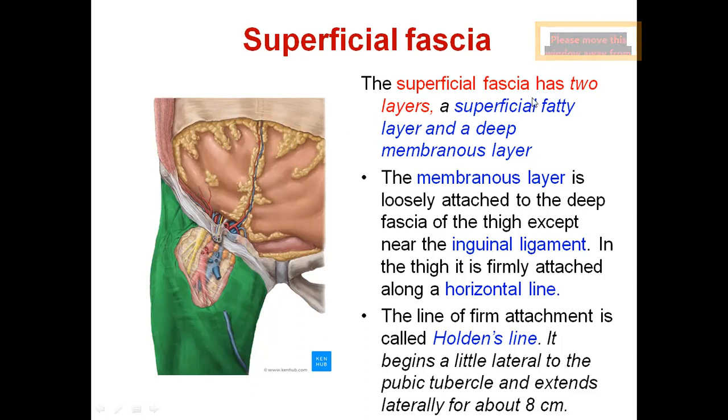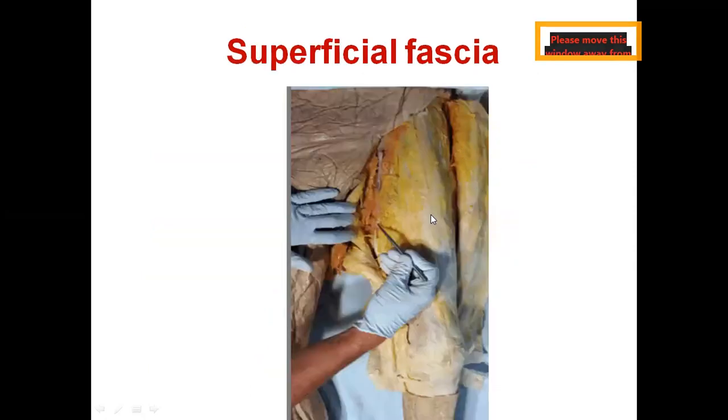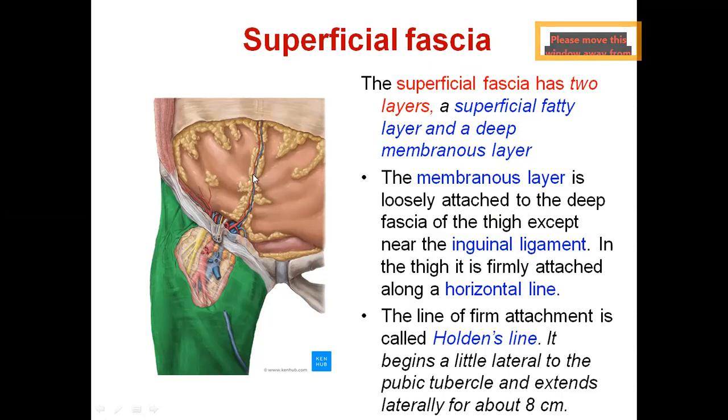So the superficial fascia, if we start with the abdomen, there also we will see two layers. As you cut open the skin of the abdomen, a lot of fat is seen, that is the superficial fatty layer, and below this you will find a membrane-like layer, the deep membranous layer. Even in the thigh region we have the same things: the superficial fatty layer and then the deep membranous layer as the components of superficial fascia.